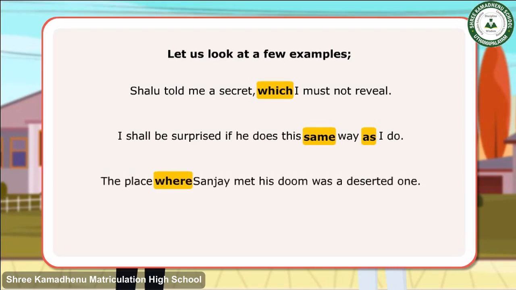The place where Sanjay met his doom was a deserted one. Relative clause introduced by where, as these words have the meaning at which. He has no boots to wear. The infinitive with to is used.